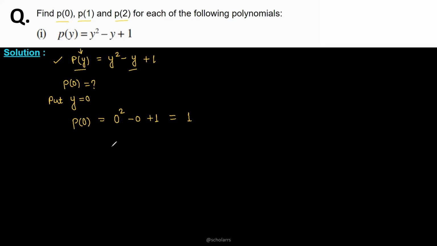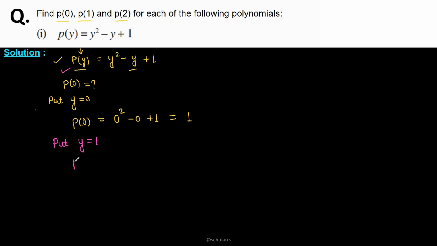लेट्स ट्राई टू फाइंड आउट P1, राइट? हमने P0 फाइंड आउट कर लिया, अभी हम फाइंड आउट करेंगे P1. ओके, सो लेट्स फाइंड आउट P1. P1 मींस value of polynomial P(y) at y is equal to 1, right? Again, put y is equal to 1 in the given polynomial P(y). So इस polynomial में हम क्या करेंगे, y के प्लेस को हम 1 से रिप्लेस कर देंगे, right?